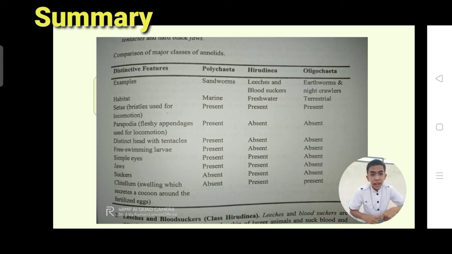A distinct head with tentacles is present in Polychaeta only. At the same time, free-swimming larvae are only present in Polychaeta. Simple eyes are also present in Polychaeta. At the same time, jaws are present in Polychaeta. Then the suckers are absent in Polychaeta and also in Oligochaeta, but present in Hirudinea. Lastly, the clitellum is only present in Hirudinea and Oligochaeta, but absent in Polychaeta.